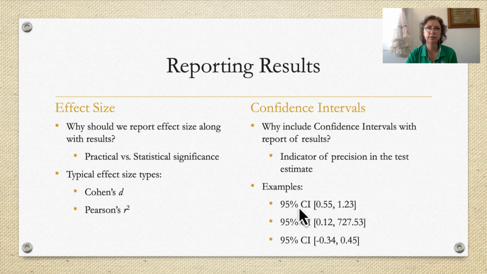Let's take a look at these. This is a 95% confidence interval of a test estimate. So the estimate itself would have occurred someplace in the middle. And you see that the range from the lower value to the higher value is 0.55 to 1.23. So it's a little less than 1, but it's positive. We have a positive 0.55 and a positive 1.23. So that is a significant test estimate, and it's that accurate.